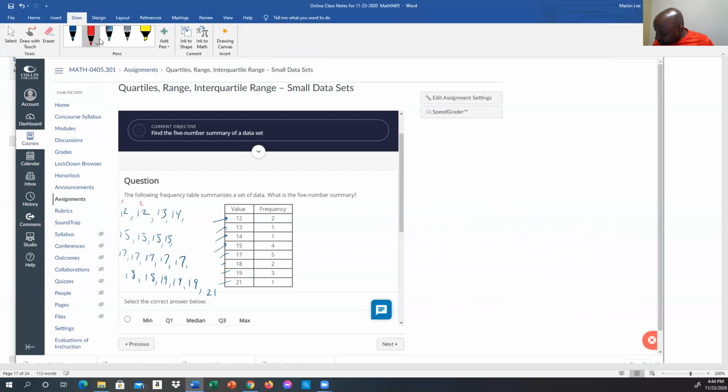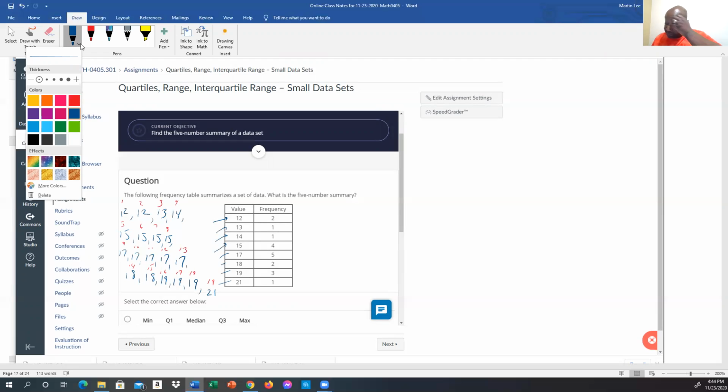One, two, three, 4, 5, 6, 7, 8, 9, 10, 11, 12, 13, 14, 15, 16, 17, 18, and 19. So in this data set, we have 19 numbers.